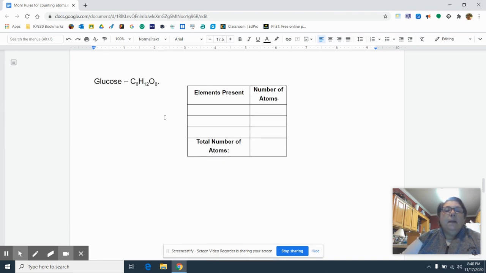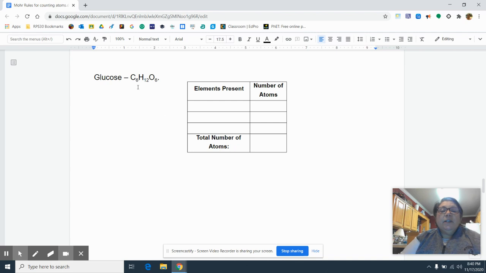Okay, so I'm looking at this. Here is our formula for glucose. And I bet you guys did not know that glucose is nothing but sugar. So all that white stuff that you put in your tea for your sweet tea and what you put on your cereal is actually glucose. It simply means sugar.